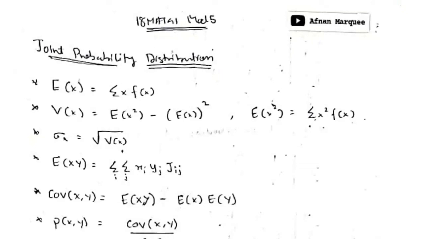Hello everyone, today in this video we will be discussing the fifth module of maths, and in this module we have two topics. First one is about joint probability distribution and second is about sampling theory. The first topic is very short and easy as compared to the second topic, so let's discuss each one by one.